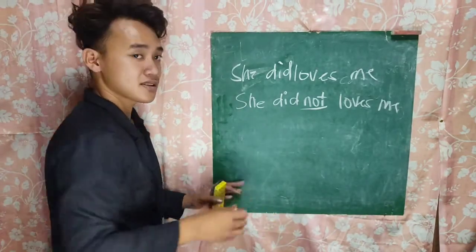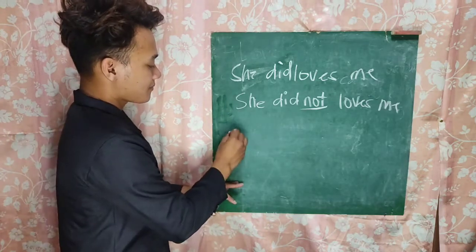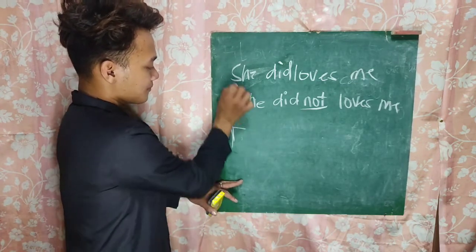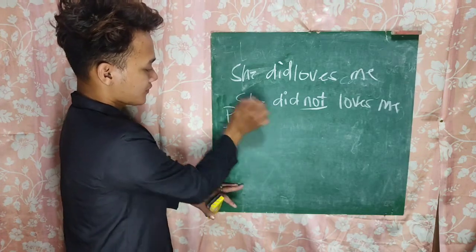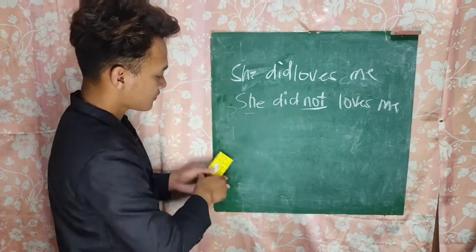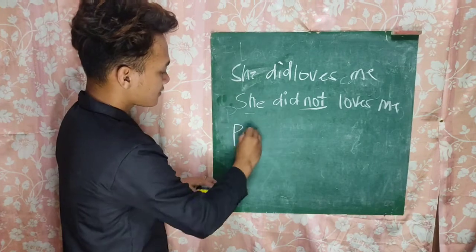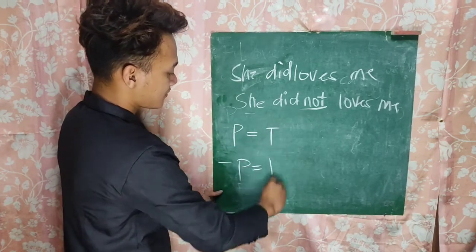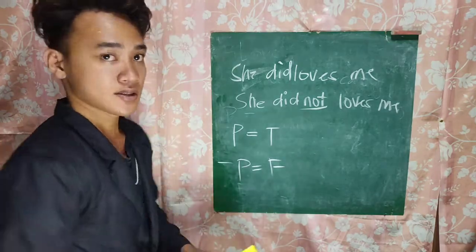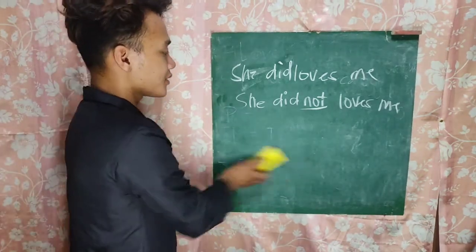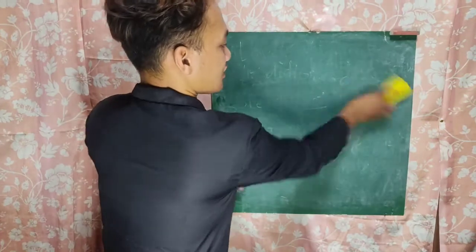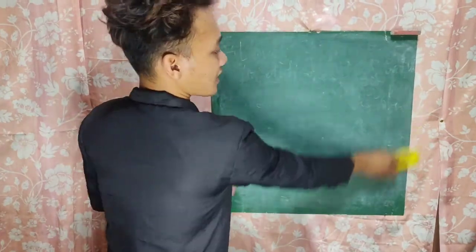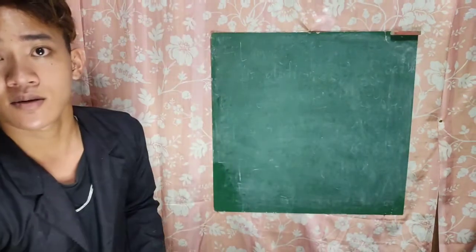And if it is for probability, if P is equal to true, and P is negated, then it would be false, just like that. So I will be presenting, I will be flashing the modus tollens. So here it is.